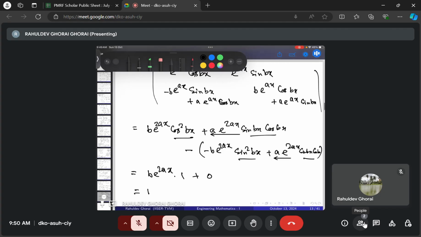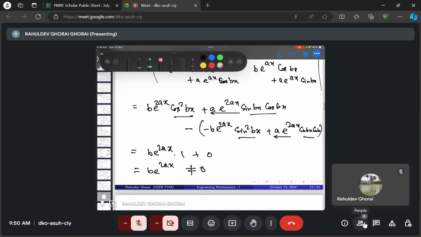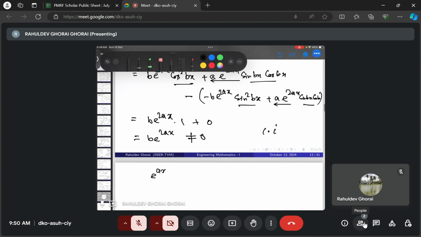So that implies b e to the power 2ax, which is never 0, not even at one point. So that implies they are linearly independent. I mean, e to the power ax cos bx and e to the power ax sin bx, they are linearly independent and they are solutions.